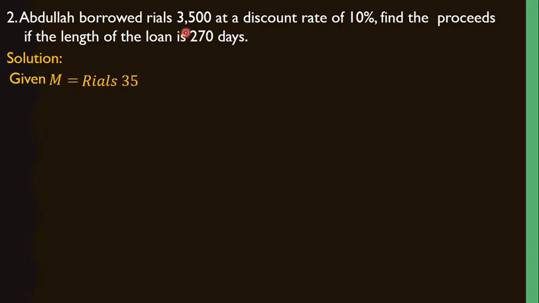So M is 3,500 at a discount rate of 10%. R, discount rate. What is 10%? Now convert this percentage into decimal. Divide it by 100. So 10 by 100 is equal to 0.1. And what is next given? The duration of the loan, that is T, 270 days.